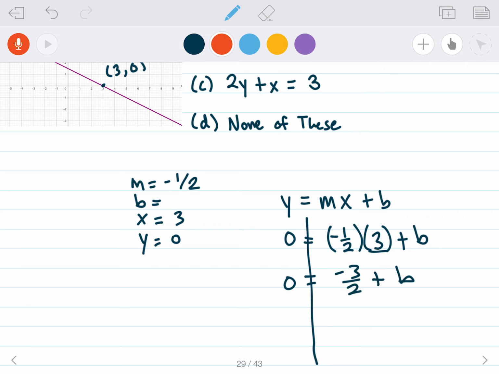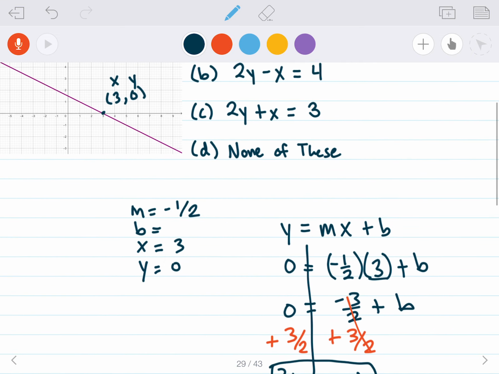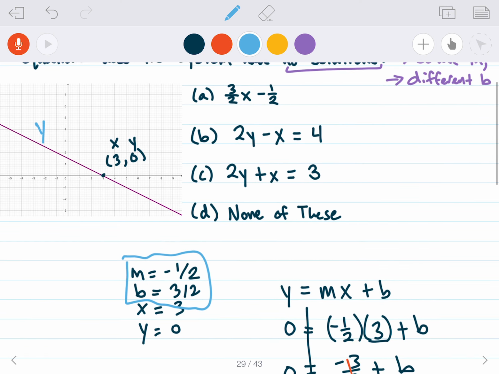And finally, I can add 3/2 to both sides to get b alone. And I end up getting, as we expected, b is equal to 3/2, and 3/2 is the same thing as 1.5. So my equation, remember, all we need are these two things to write the equation of the line. So the equation of this line right here is y equals mx plus b.